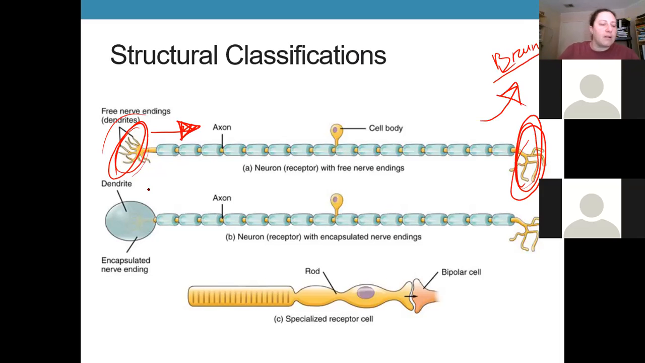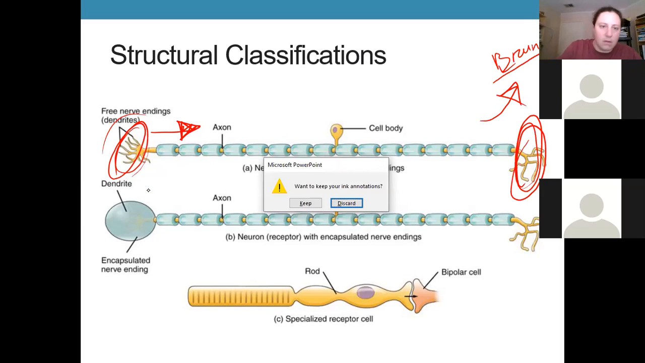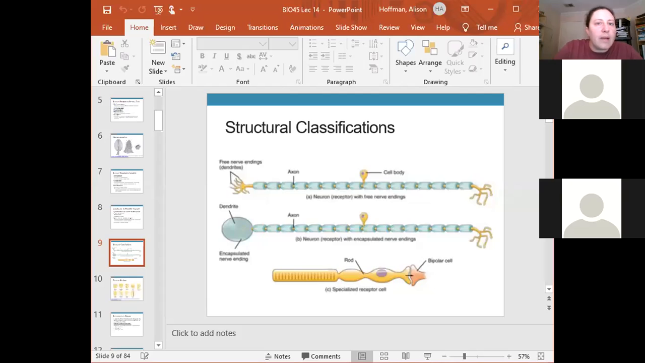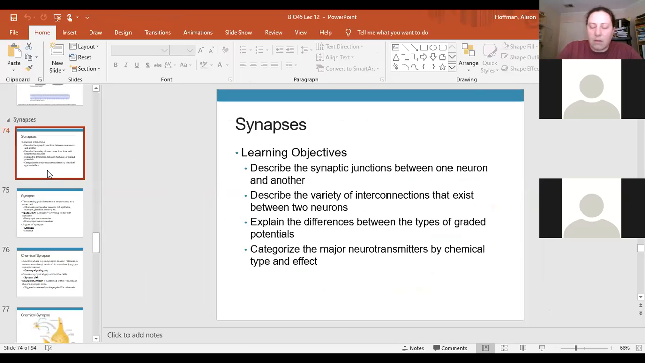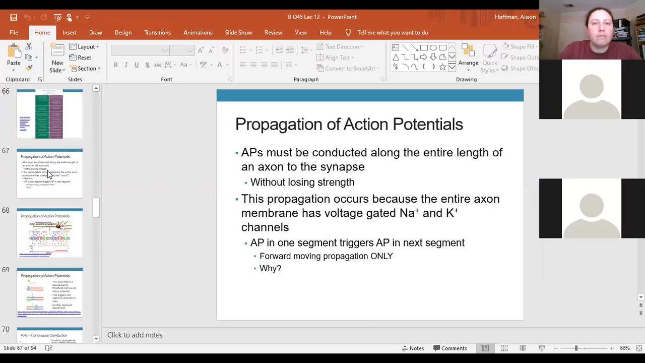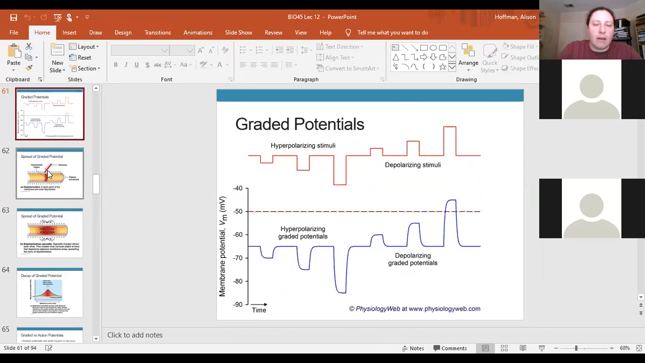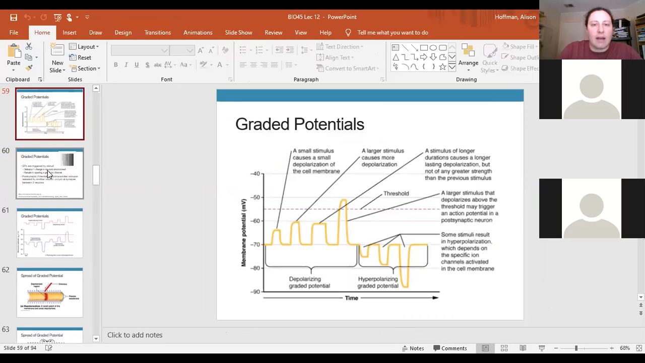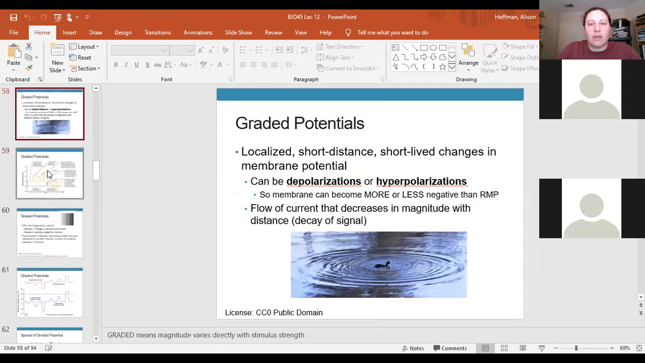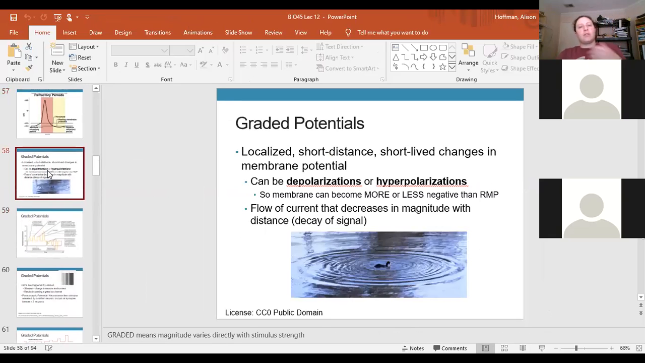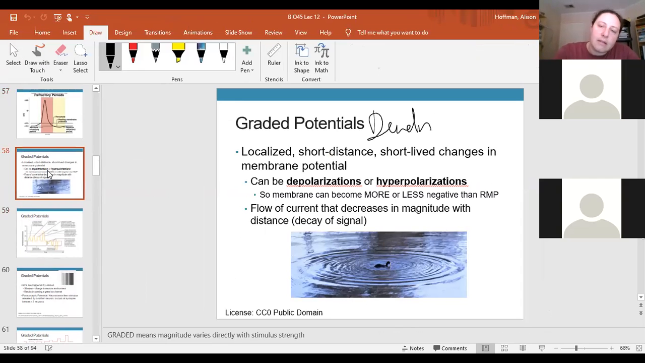So when we talked about graded potentials in the first lecture, what we were talking about is the kinds of things that would be triggering or stimulating a sensory neuron. So these graded potentials are the ones that are going to occur at the level of the dendrites.